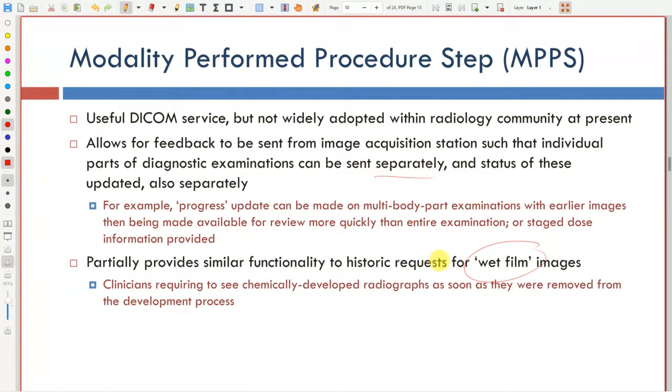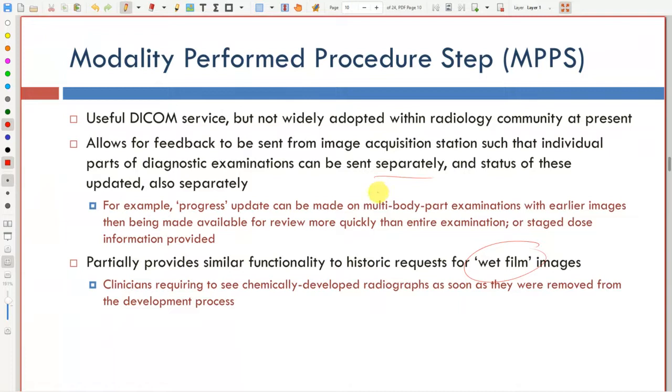Sometimes, if the doctor is in a hurry, he can ask for wet film. He cannot wait for the film to dry. Basically, he needs the images so urgently that he can accept the wet films. Okay, so here we're talking about the digital age version of this.